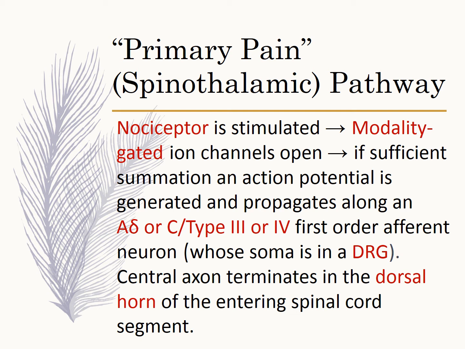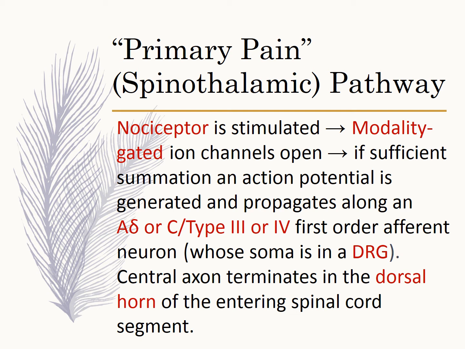The receptor for pain is a nociceptor. So the first thing that happens is we stimulate the nociceptor. Stimulation of the nociceptor results in the opening of modality-gated ion channels. If we get sufficient summation of the receptor potentials that are generated, an action potential will then be generated at the trigger zone and will propagate along either an A delta or a C afferent if we are in the skin, or a type 3 or type 4 afferent if we are in the muscles or joints or tendons.